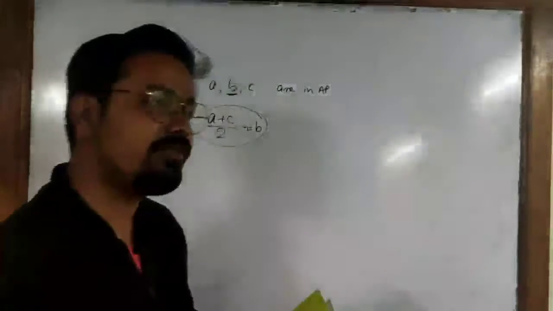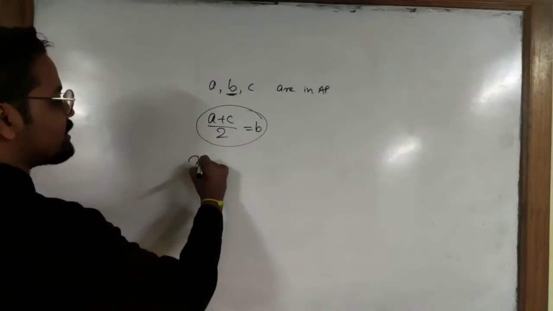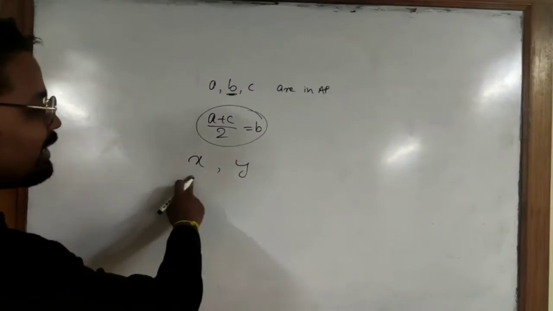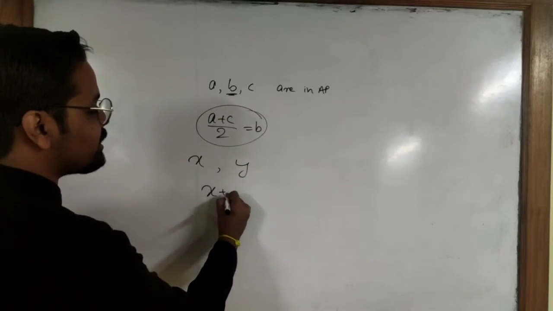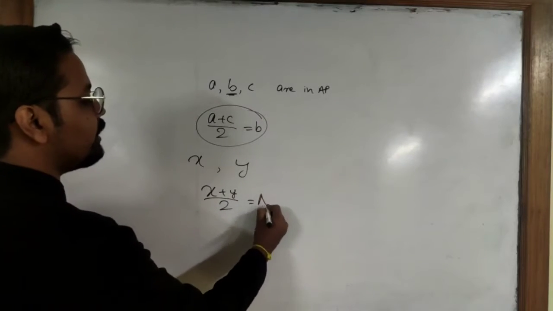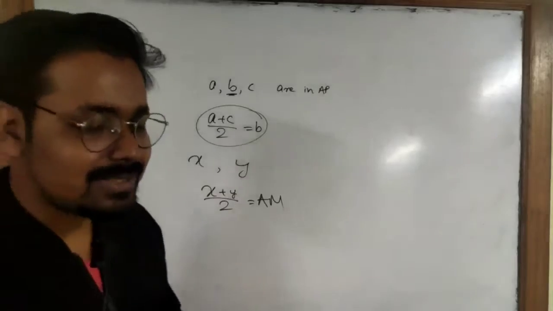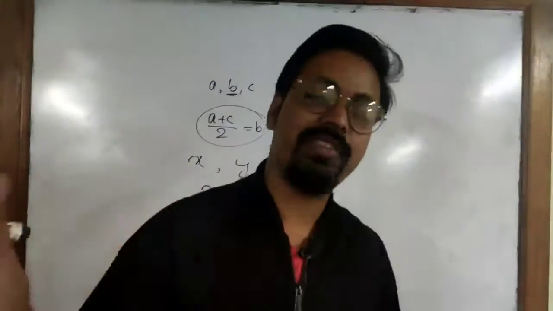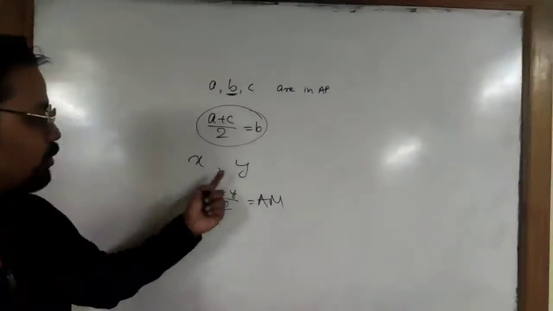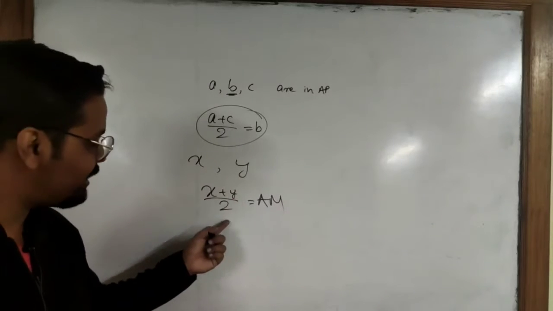Okay, it is just the average. So if you are given two numbers, suppose x and y, and you are asked to find the arithmetic mean of this, that means you have to do (x plus y) by 2, which will give the arithmetic mean. It is just like the sum of the given values divided by the number of values. So here two values are given, sum of the given values divided by number of values.